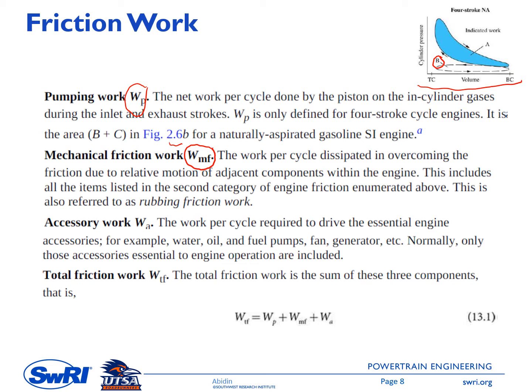The next one is accessory work, or WA. This is the work per cycle required to drive the essential engine accessories. So we have oil pump, fuel pump, fan, generator, and so on. And then we have the total friction work, WTF. TF here stands for total friction. This is the sum of the pumping work, and then mechanical friction work, and then the last one here is the accessory work.